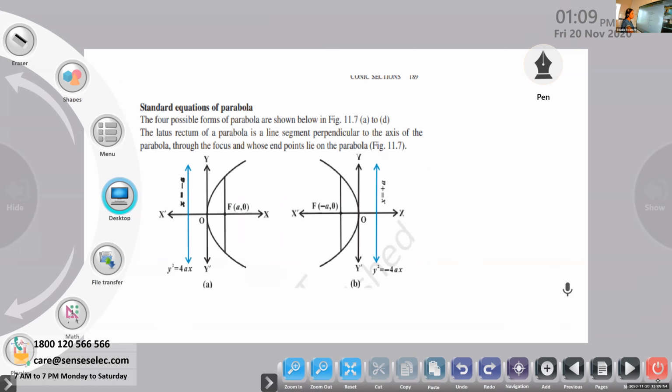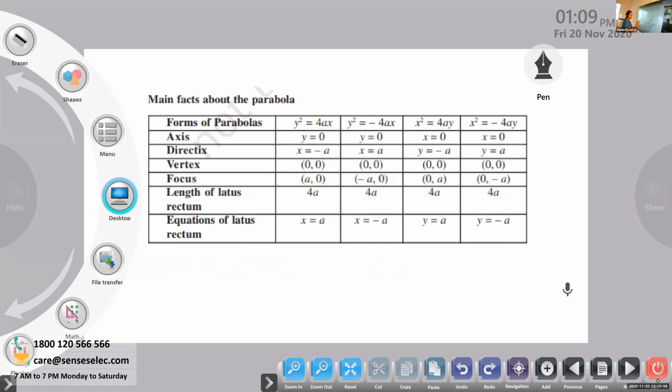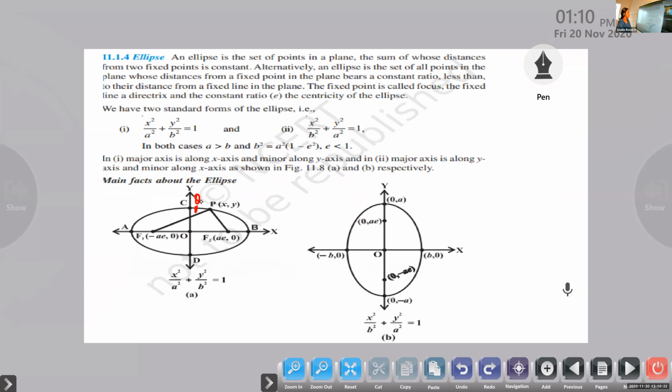Okay. What about ellipse? For ellipse, we take the collection of points so that the sum of the distances from the two fixed points will be same. If you take these two fixed points as F1 and F2, PF1 plus PF2 is equal to, if you take another point Q, QF1 plus QF2. We take those points whose sum of distances from two fixed points is constant.